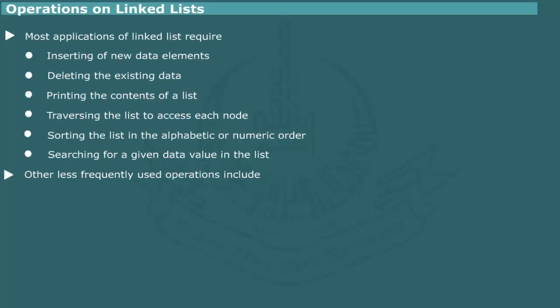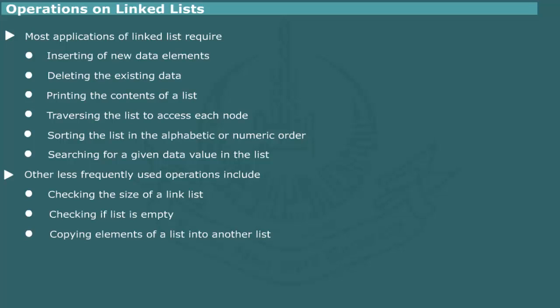Other less frequently used operations include checking the size of a linked list, finding if the list is empty, and copying elements of a list into another list. Normally, the operation of checking whether the list is full is not applied, because a linked list can grow dynamically by utilizing the storage space provided by heap. We now examine the implementation of these operations and explore the associated algorithms.